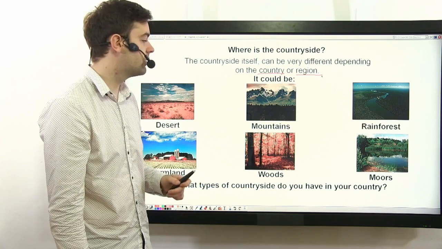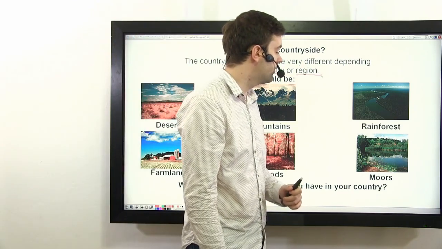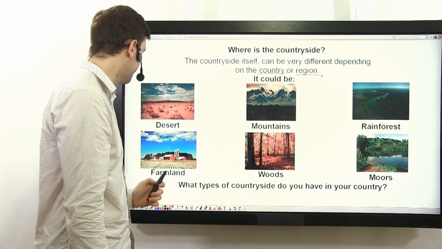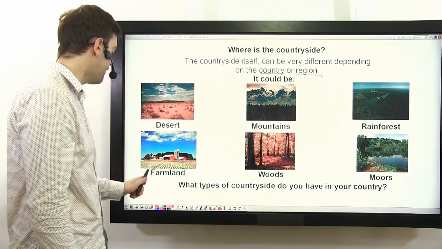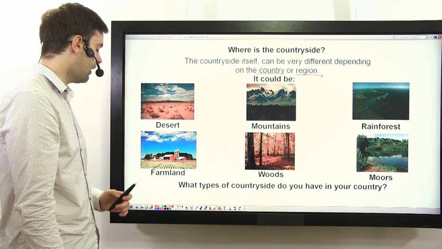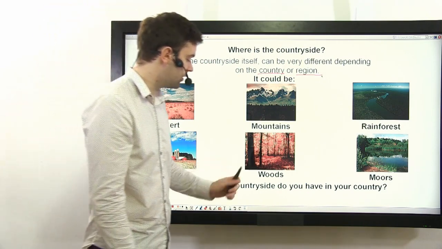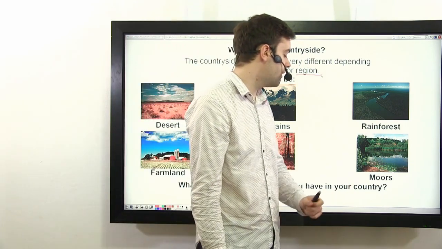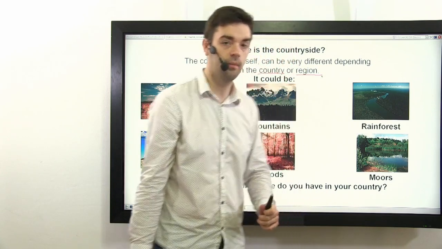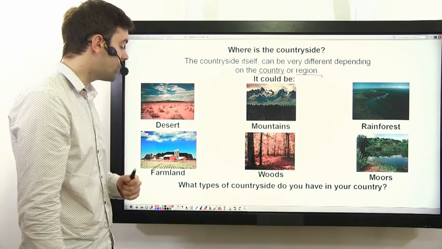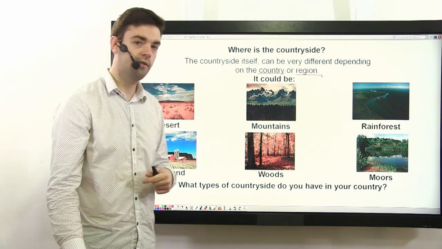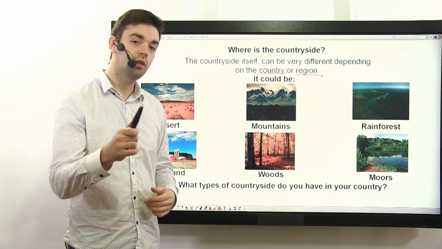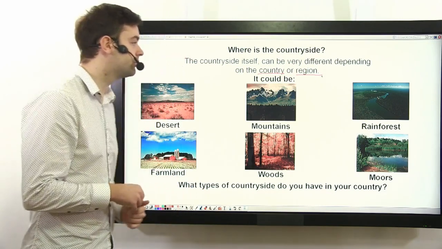M-O-U-N-T-A-I-N-S, mountains. Rainforest, R-A-I-N-F-O-R-E-S-T. Farmland, F-A-R-M-L-A-N-D. Woods, W-O-O-D-S. Moors, M-O-O-R-S, moors. What types of countryside do you have in your country?